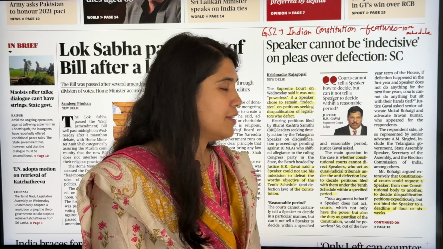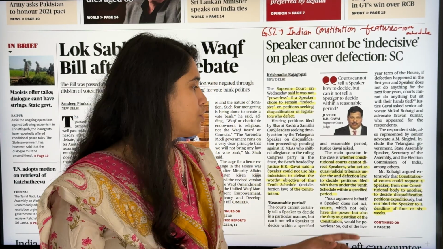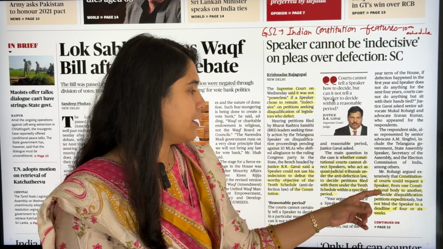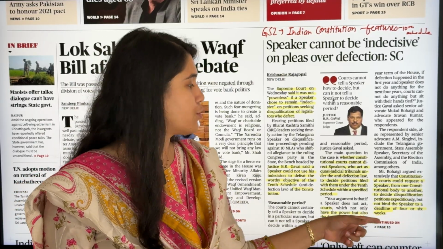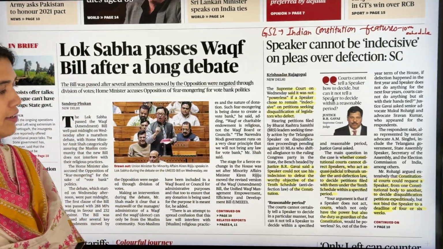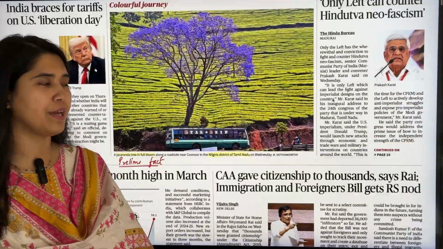But the other side is saying that constitutional courts could request a speaker, from one constitutional body to another, to decide disqualification petitions expeditiously, fast, but not bind the speaker to a deadline of 4 or 6 weeks. This is being said by the advocate. So the decision is yet to come here, and I think the Supreme Court will take a direction more in the binding time kind of thing. Let's move to the next article, directly to the editorial page.